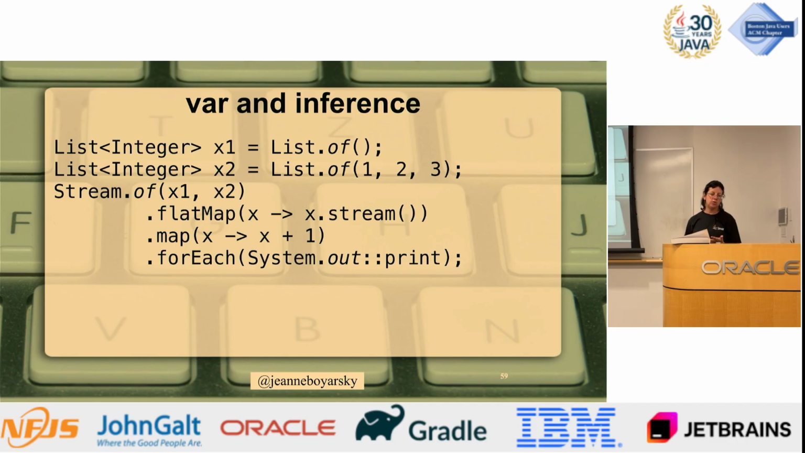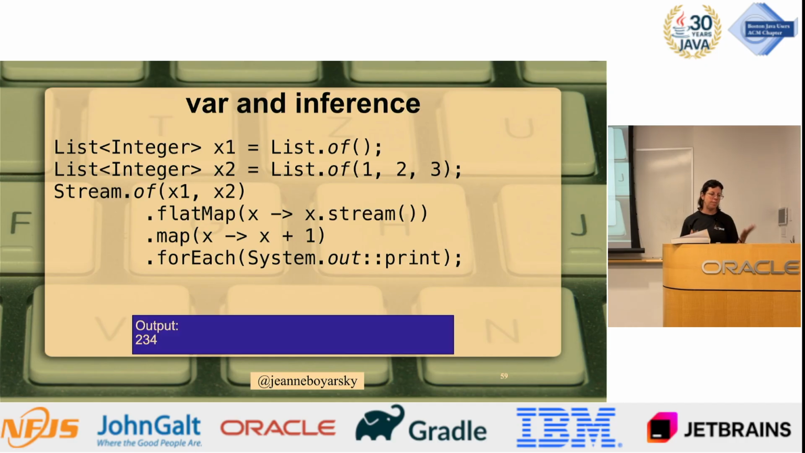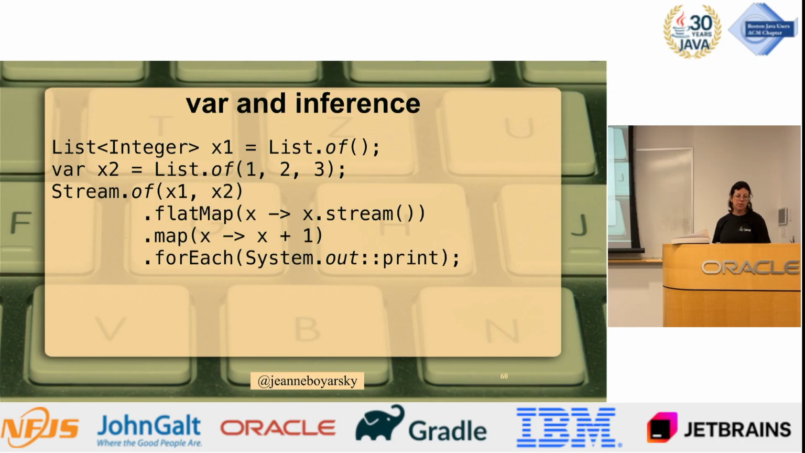I pass them into a stream. I get a flat map to get all the elements of them. I add 1 to them, and I print them out, and I get 2, 3, 4 exactly like I was expecting to. Awesome. So now I'm doing the same thing, except I'm no longer specifying the type.